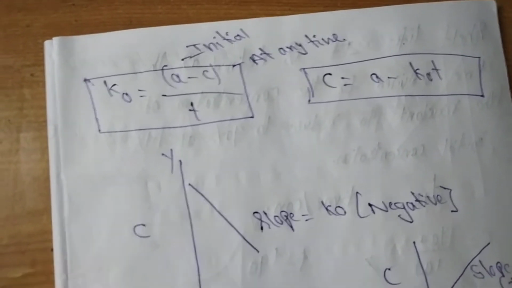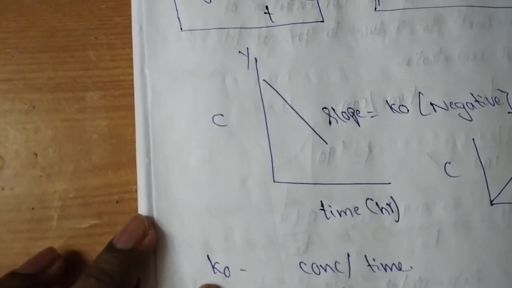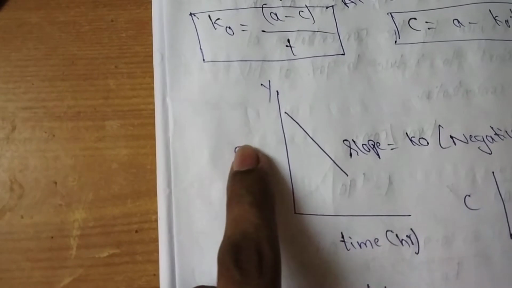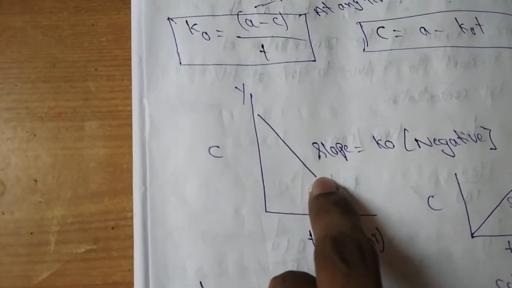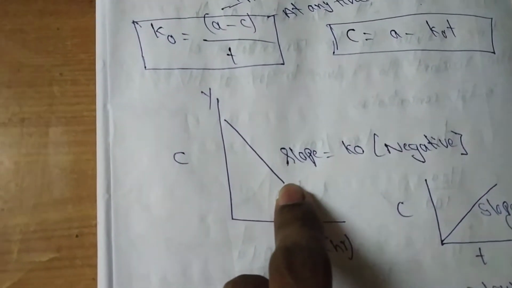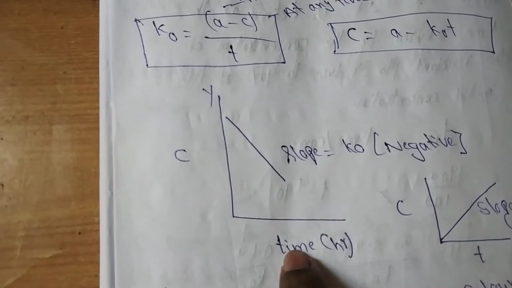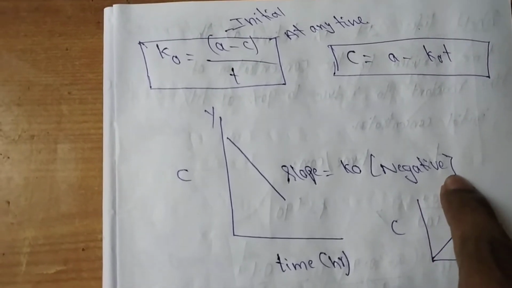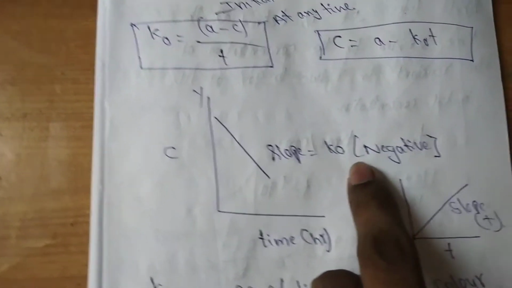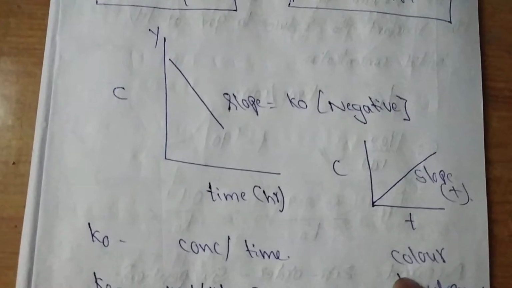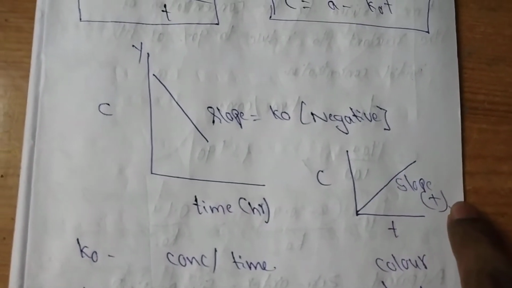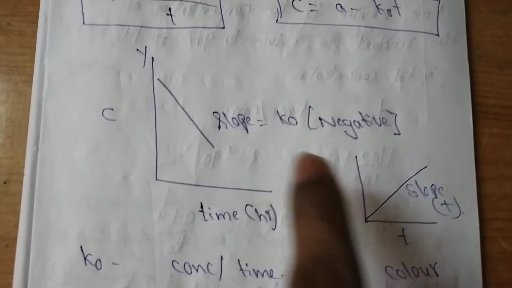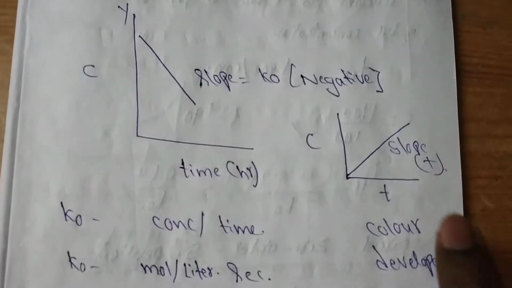t means time. Then plot a graph with time in hours on the x-axis and concentration of substance on the y-axis. It will give you a negative slope. It indicates that with increasing time, the concentration of substance decreases. If the color increases, it will give a positive slope. Based upon color fading or color development, it will give a positive or negative slope.